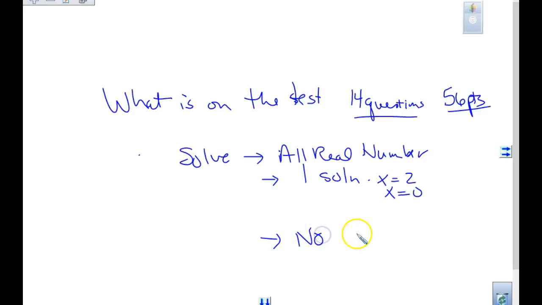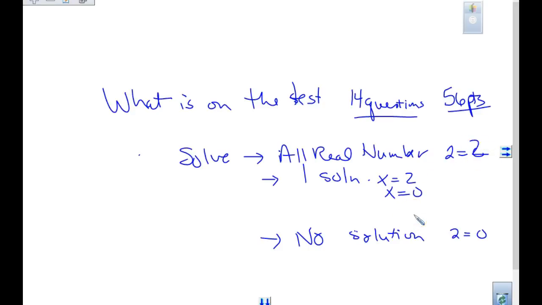You need to show all the work just like you've been doing in your homework. So the no solution problems, that's when you have 2 equals 0. The all real numbers is when 2 equals 2, okay?